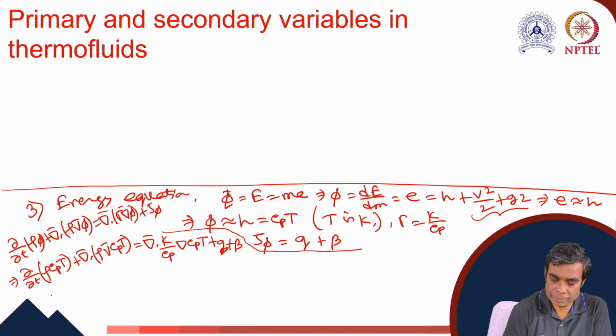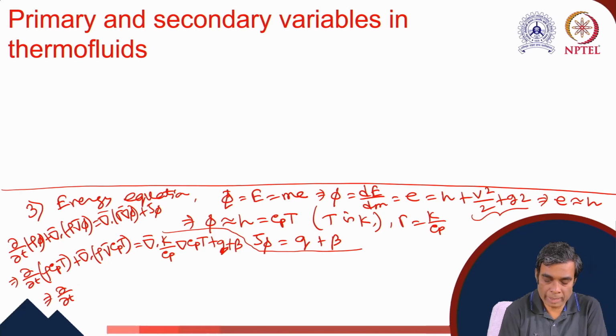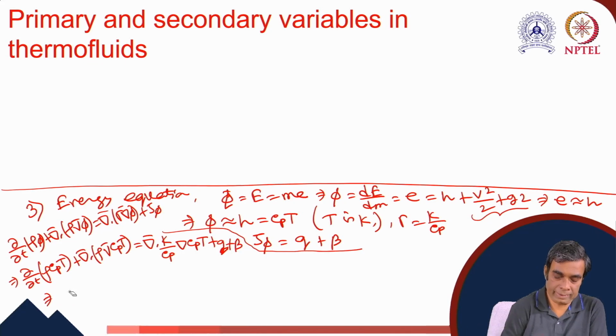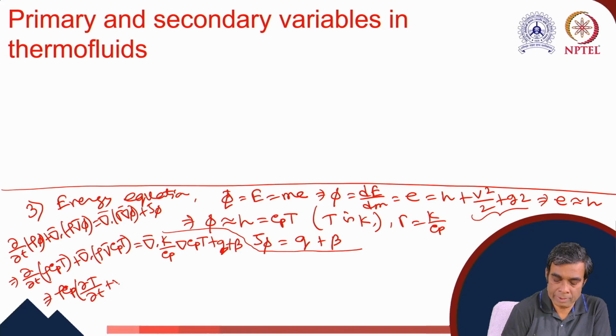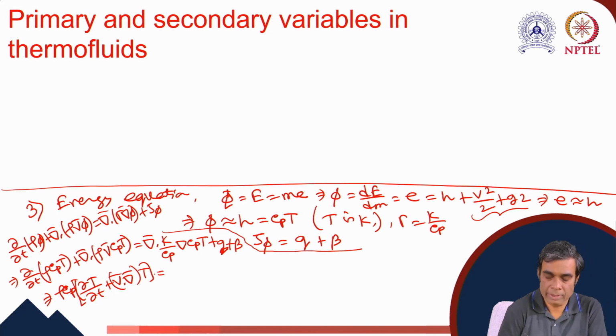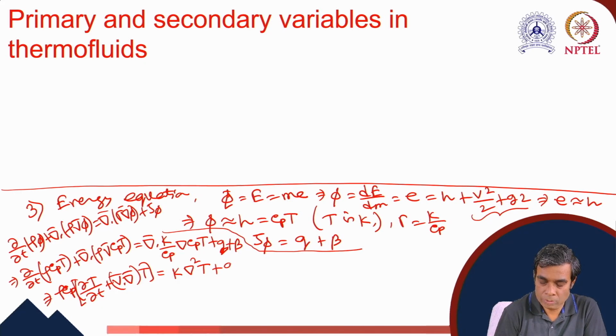So this gives us del/del t. If we consider rho and Cp as constant, we can simplify it as rho Cp del T/del t plus V bar dot del T. This is the advection term. In case of energy transport, the convection term is known as the advection term. Then it gives us K del dot del, which is del square T, plus Q plus beta. So beta is the gradient of velocity double dot product with the stress tensor.